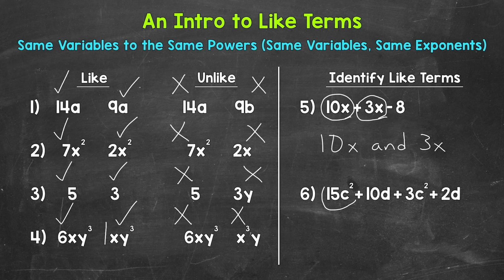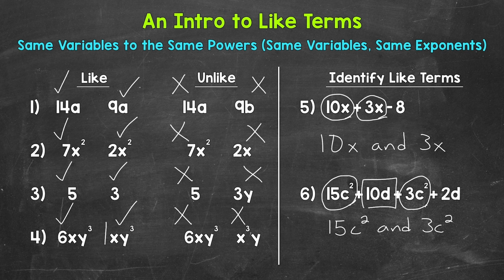So 15c squared and 3c squared are like terms, the same variable of c to the same power of 2. Then we also have 10d and 2d, same variable of d to the same power of 1.